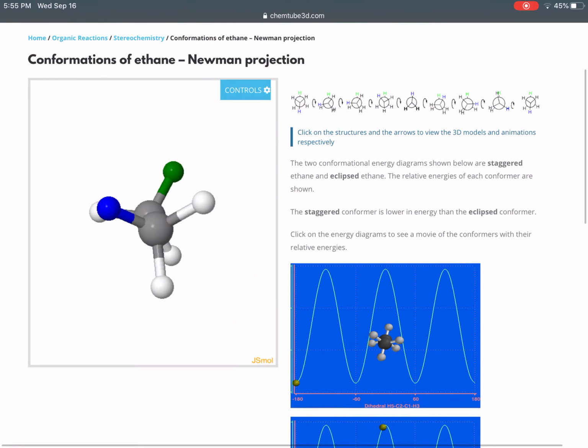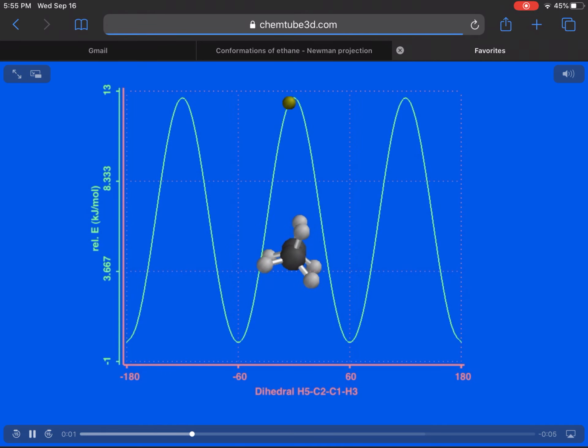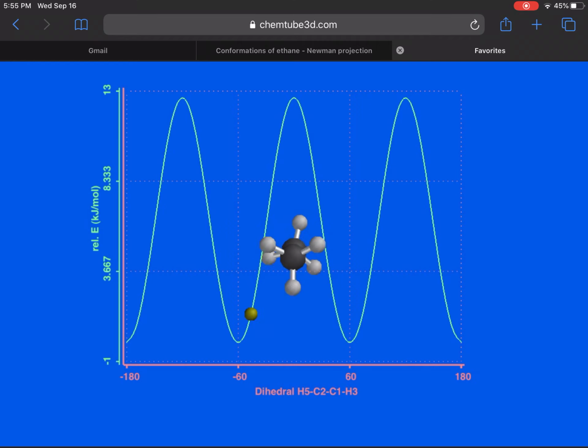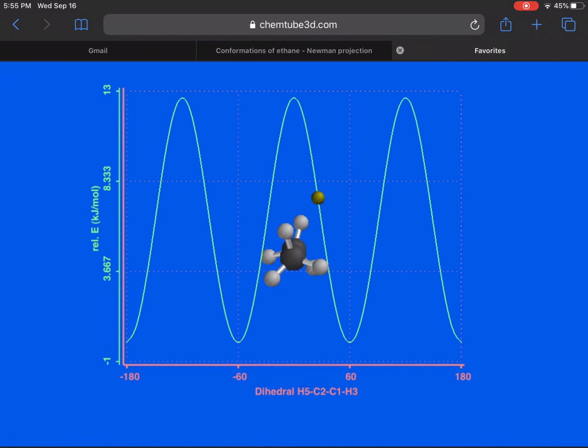let's see. I'm going to pick this. You can see that again, you go constantly in and out of staggered, eclipsed, staggered, eclipsed. All right, and you can see that here. I'll start the movie again so you can see it. Right now it's in the staggered state. Staggered, eclipse, staggered, eclipse, staggered, eclipse, staggered. And then it goes backwards.